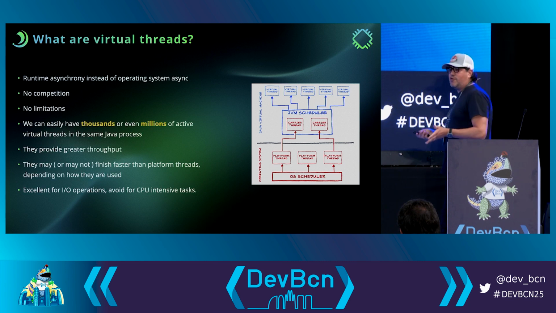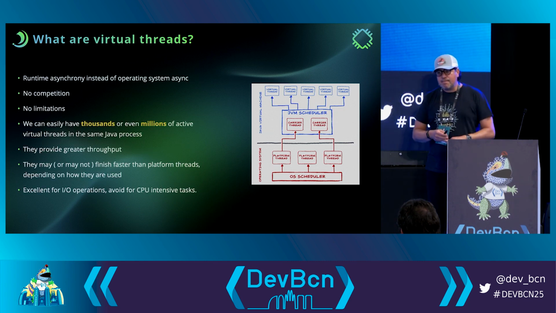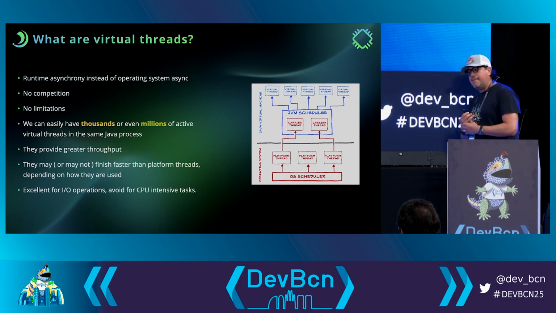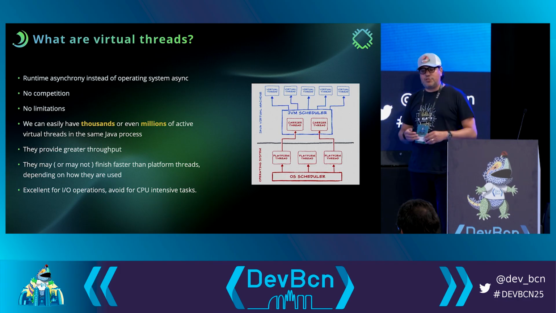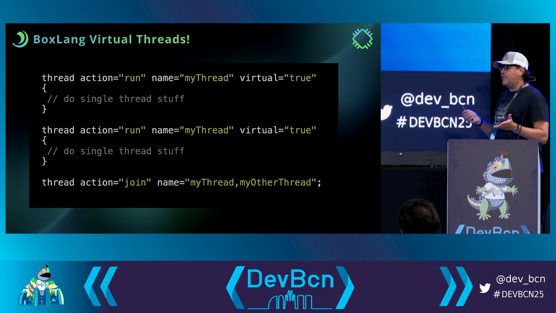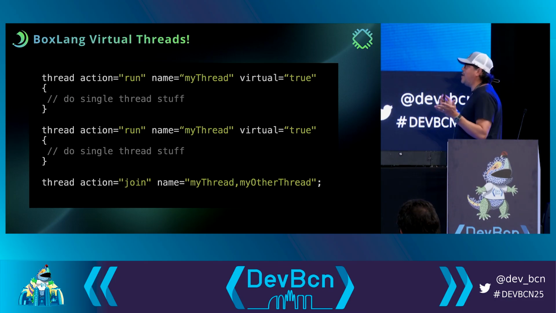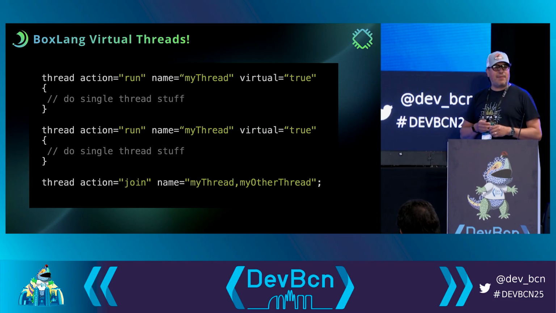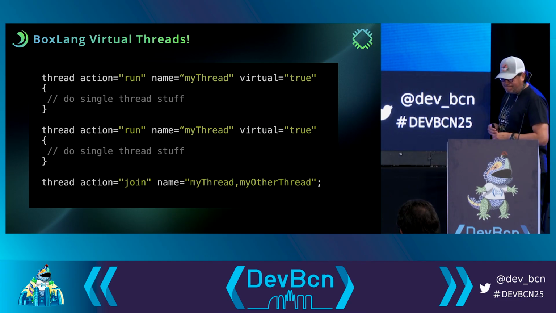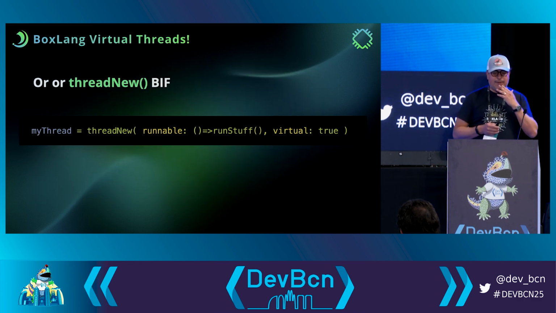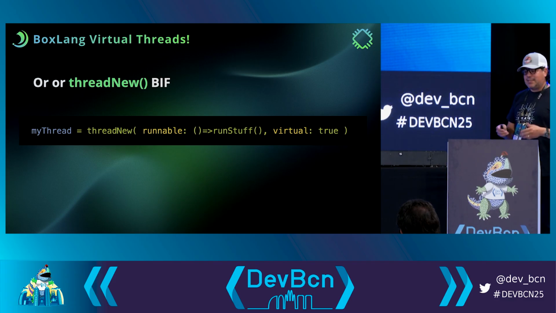With that, we have native virtual thread support already. So this is really important. You can create even millions of threads inside of BoxLang. Excellent for I/O operations. I would totally avoid them for CPU-intensive applications. And here's how you do it, a simple one. So here you define a runnable as a thread block, and you just say virtual equals true, and that's it. It will basically virtualize that thread, execute that in the background as a virtual thread, and you're done. You can also use our thread new BIF as well. You can pass in a runnable closure or a runnable lambda and just say virtual true as well.